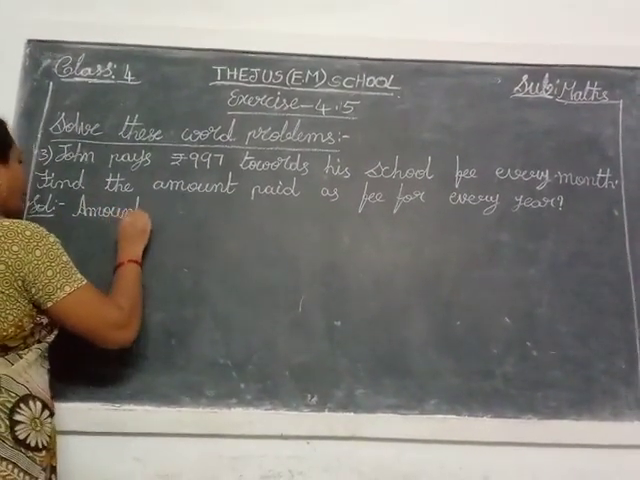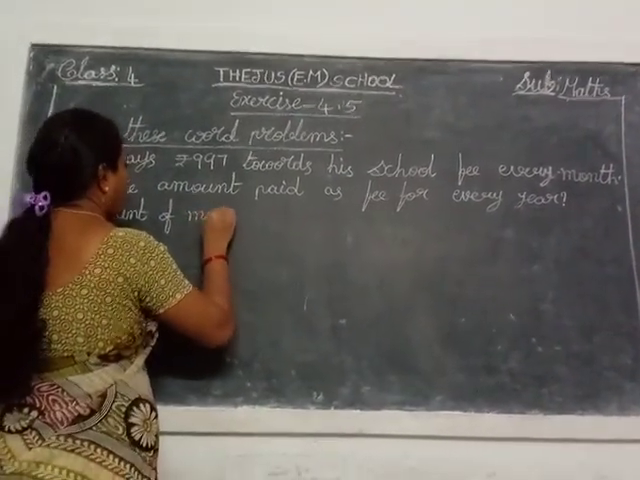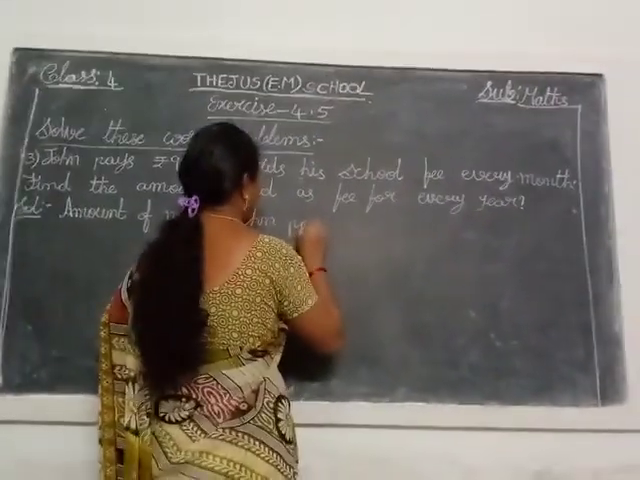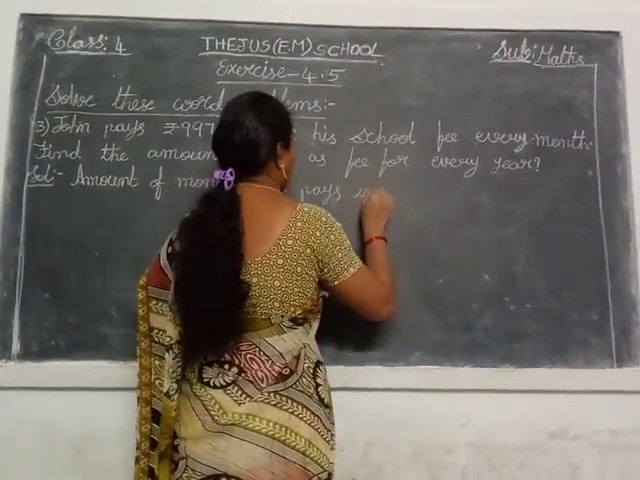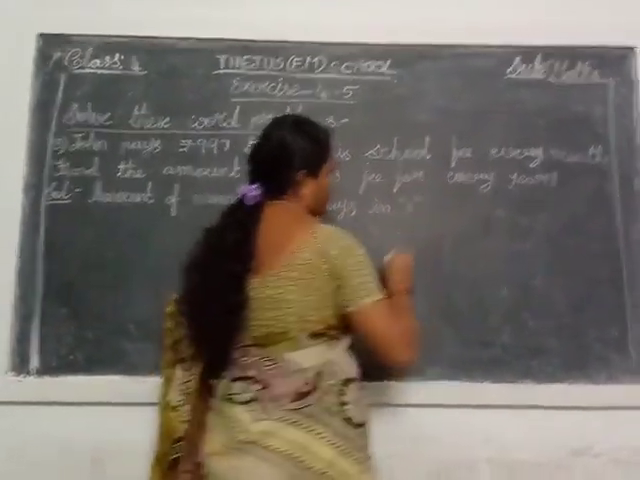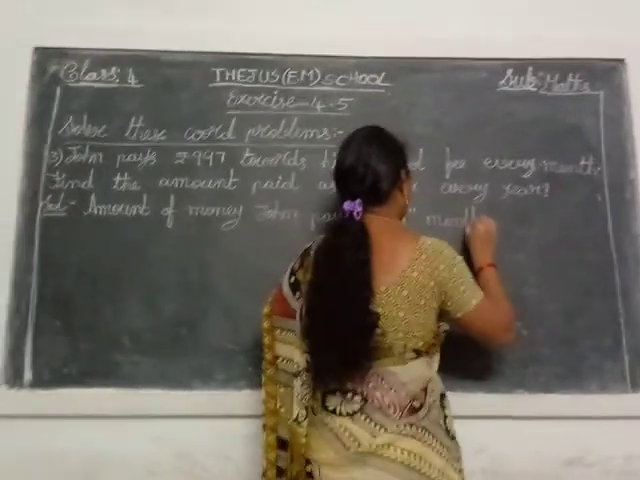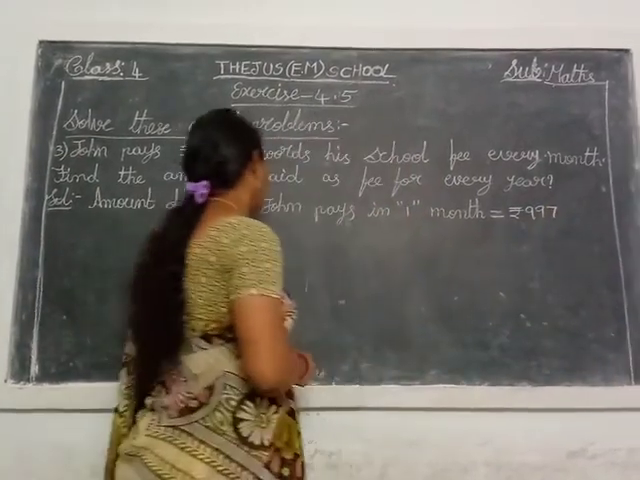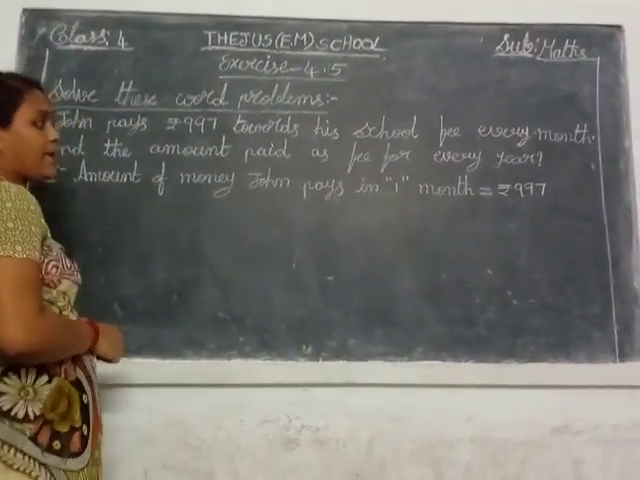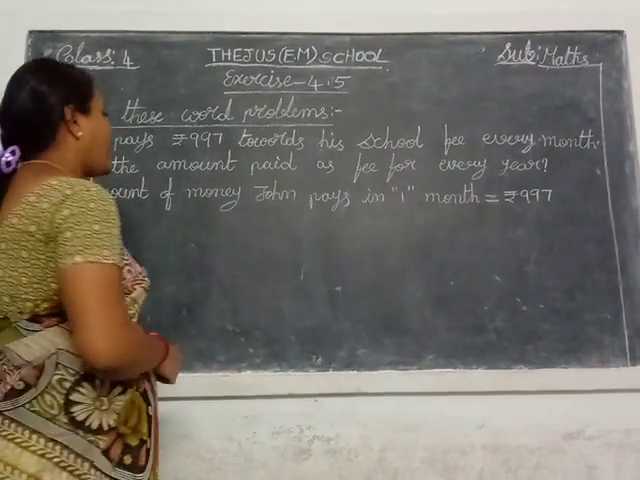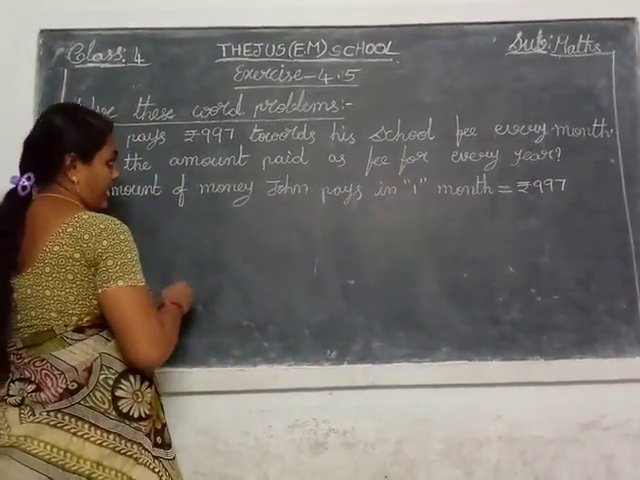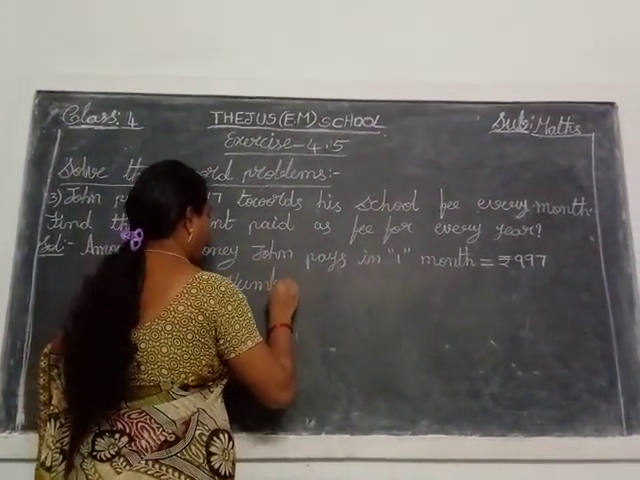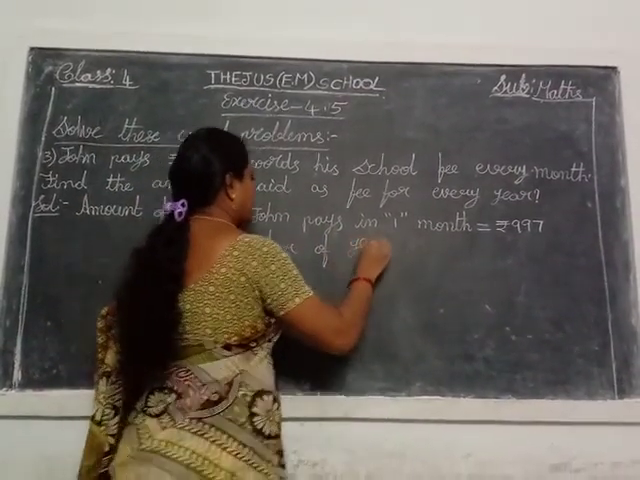The amount of money John pays in 1 month. How much, children? 997 rupees. Okay? Amount of money John pays in 1 month. Now we write number of years. He has given only the number of years. Number of years: he has given only 1 year.